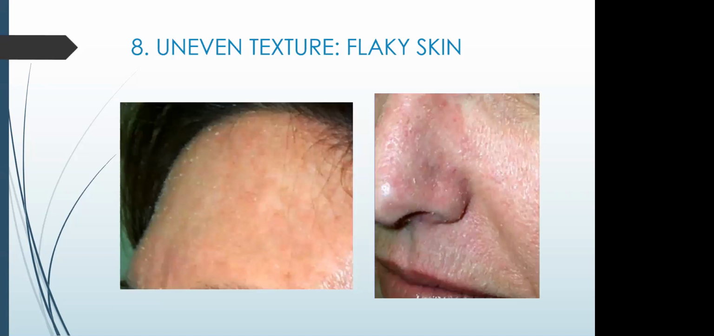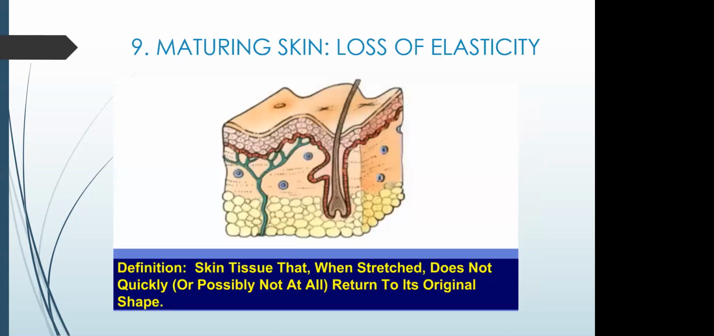So here's examples of flaky or uneven textured skin. Maturing skin, number 9: loss of elasticity, fine lines and wrinkles. Loss of elasticity is loose hanging skin that's kind of lost its spring. It could be photo aging or environmental aging.